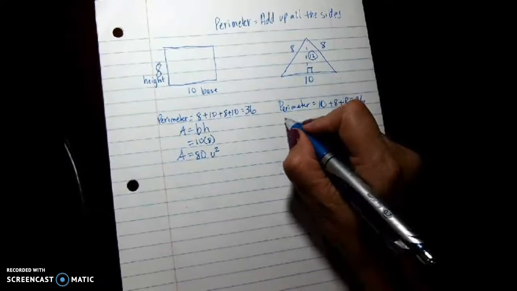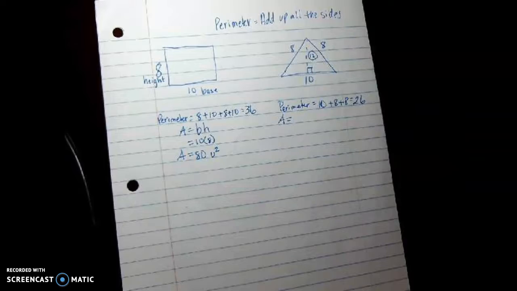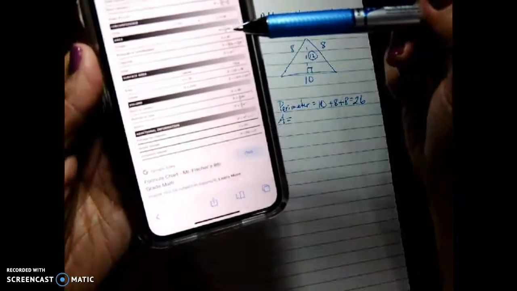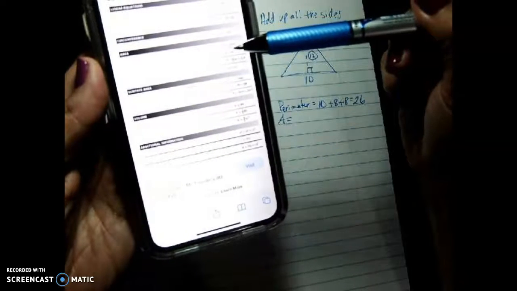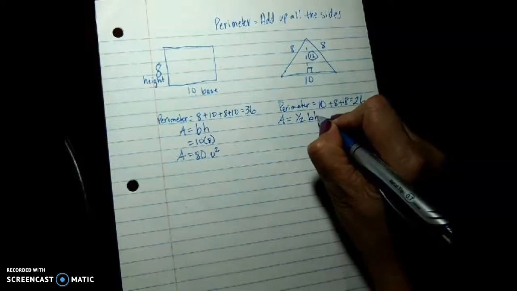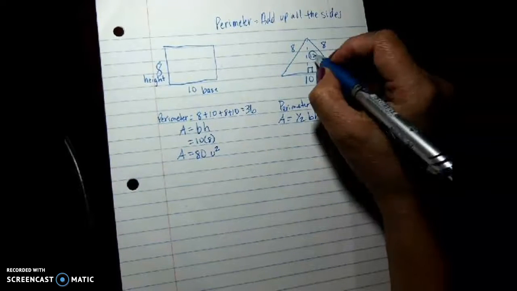The area of a triangle, the area of a triangle is A equals 1/2 BH, or base times height divided by 2. So 1/2 BH. This is the base. This is the height.